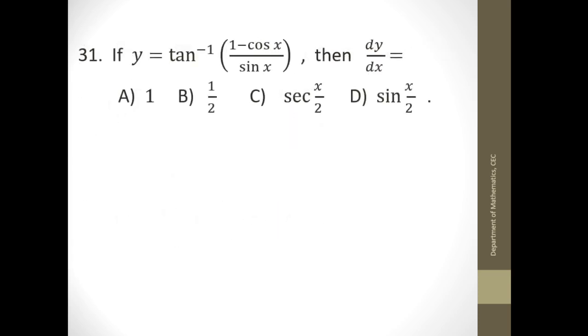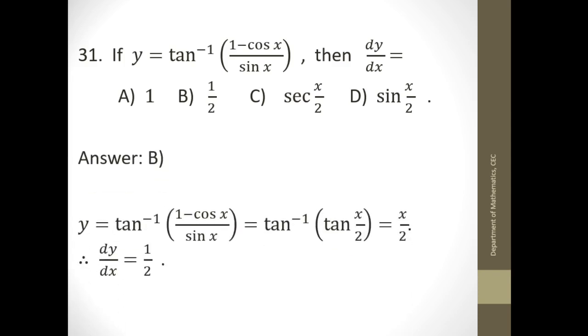Tan inverse of 1 minus cos x by sin x. By the half angle formula, it is tan inverse of tan x by 2, and tan inverse tan x by 2 is x by 2. Therefore dy by dx is 1 by 2, derivative of x is 1, so dy by dx is 1 by 2.